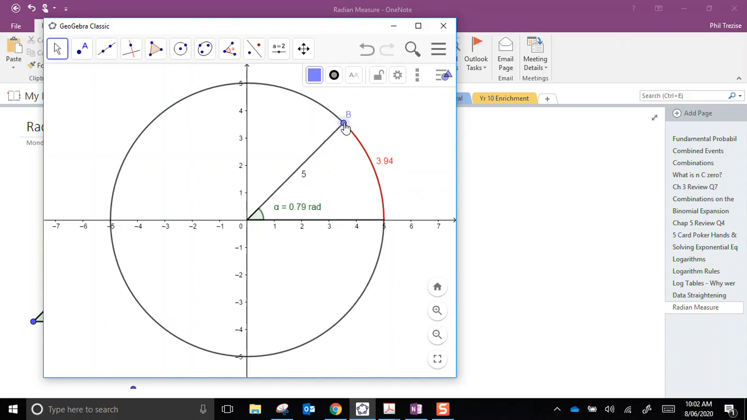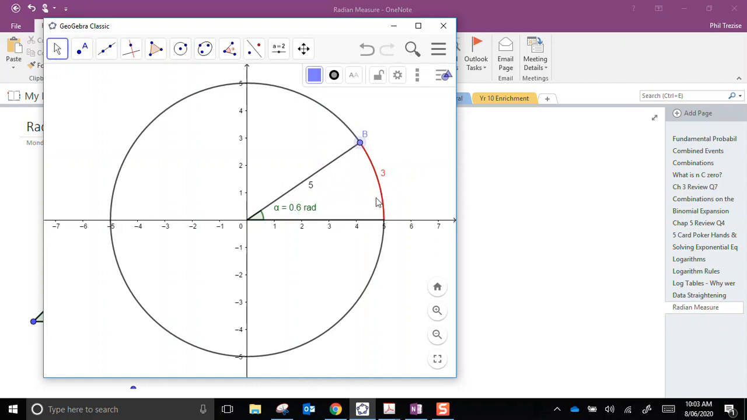4 divided by 5 is 0.8. Let's try if I can stop on 3. I might be able to stop on 3, or I'll get, oh, how lucky was that? So the length here is 3 divided by the radius 5. 3 divided by 5 is an angle of 0.6 radians.